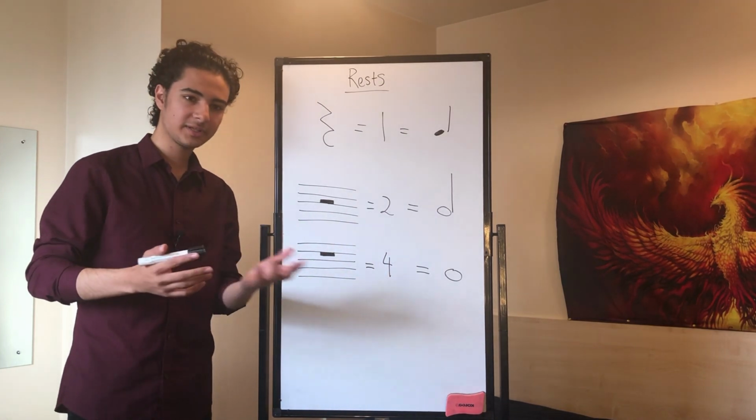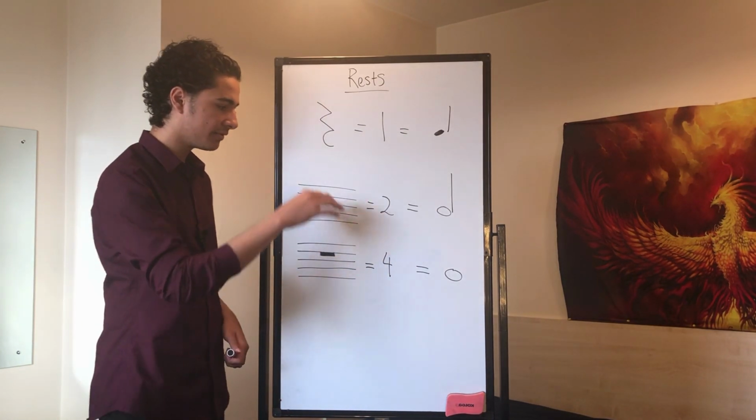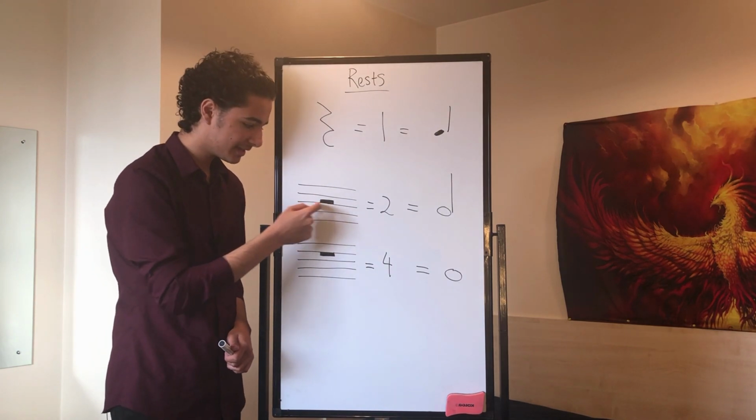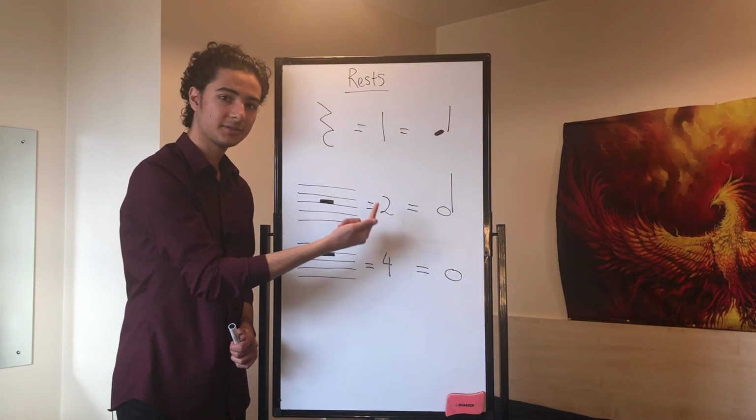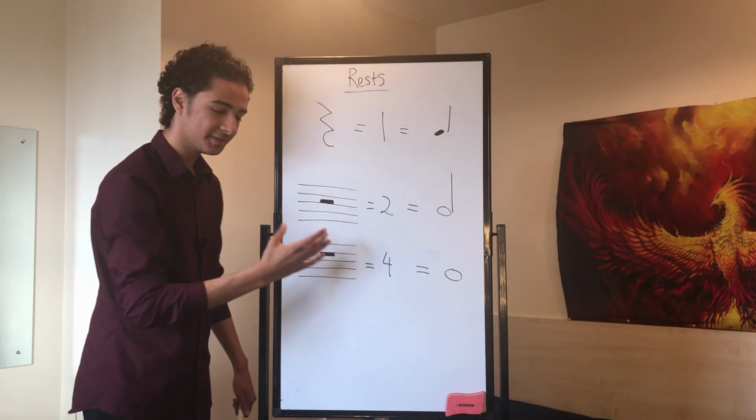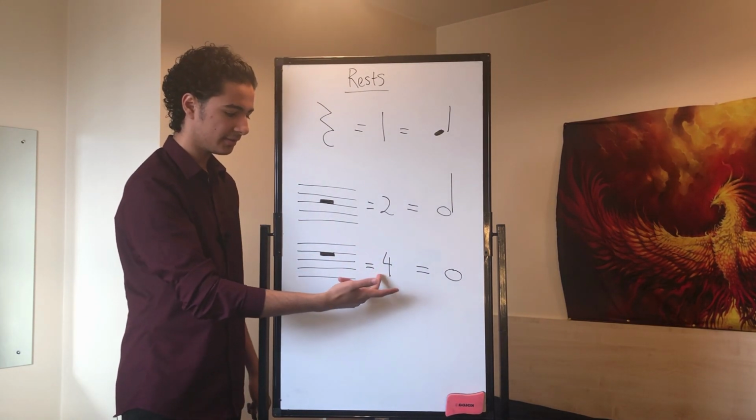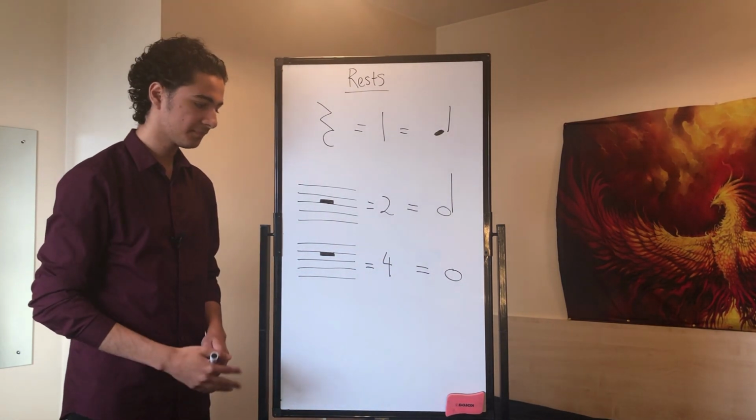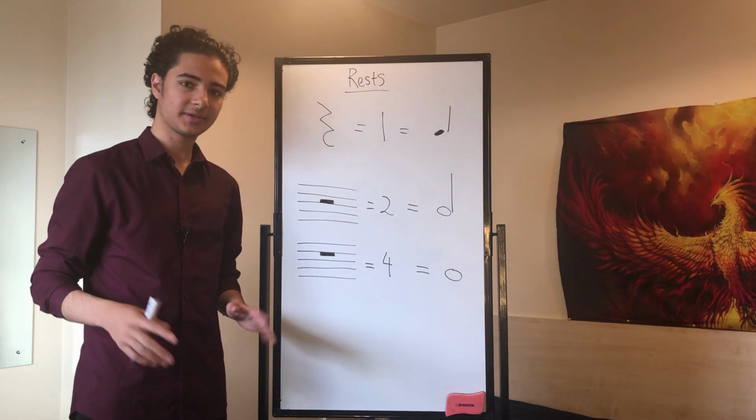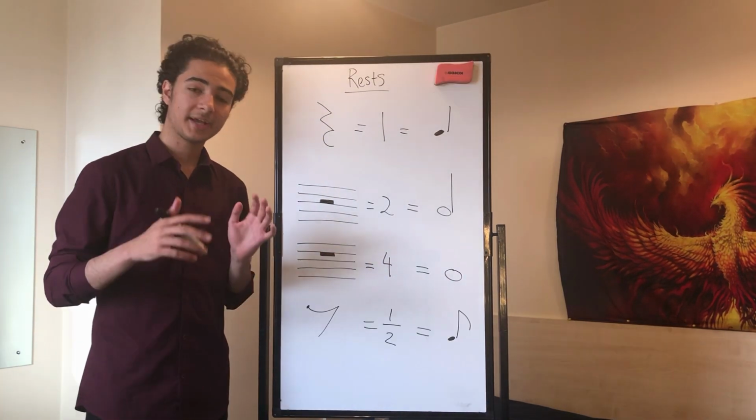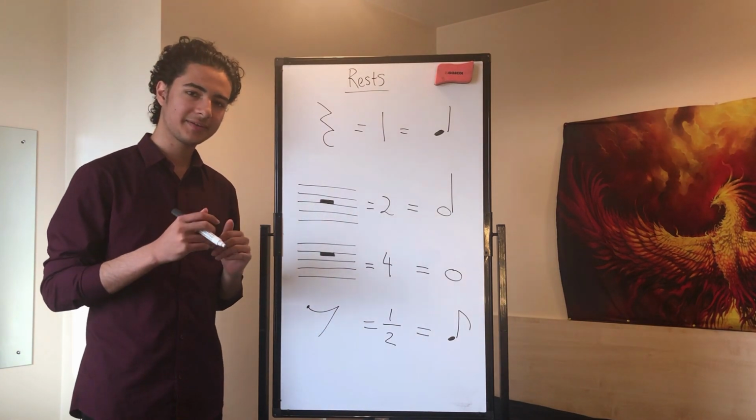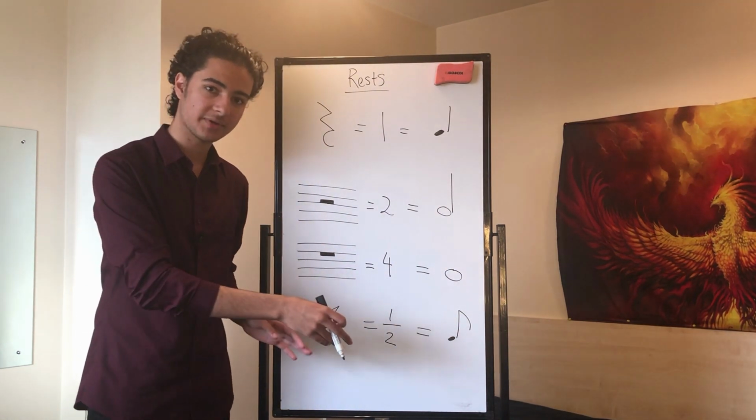So here that correlational link could be, when the rest is connected to the lower line, it has lower value, okay? So 2 beats. When the rest is on the higher line, it has higher value, so 4 beats. For me, that's the simplest way that I could think of and will not cause you any confusion, very easy to remember. Now quaver rests work in a very similar fashion to actual quaver notes.